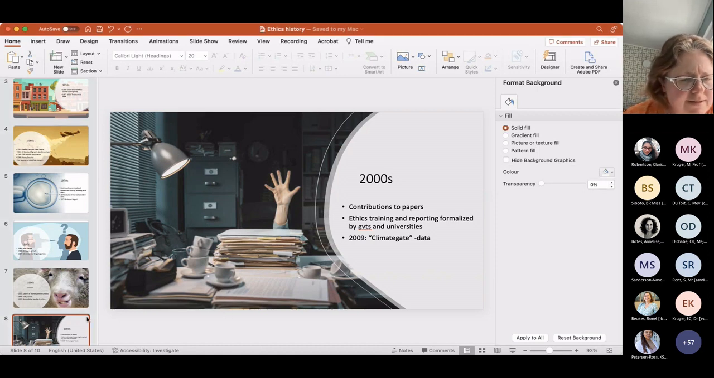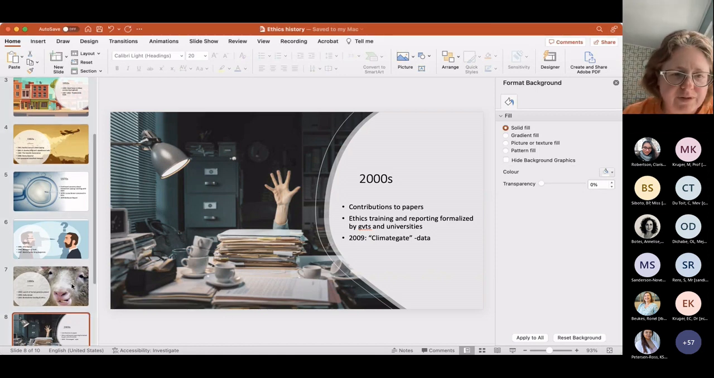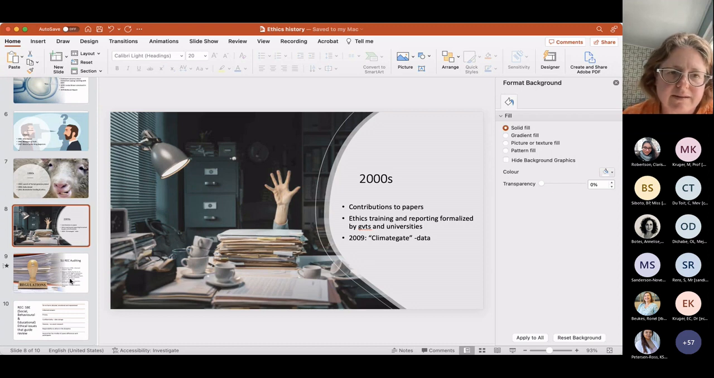All right. This is just a very, very broad overview of the start and the formation of today's audit culture.